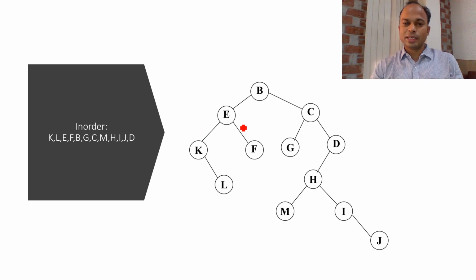E is the root of the left subtree. Therefore, we cannot visit E yet; we have to visit its left subtree first. The left subtree of E is K and L. We have to refer to K. Further, we have to visit the left subtree first. There is no left subtree of root K.